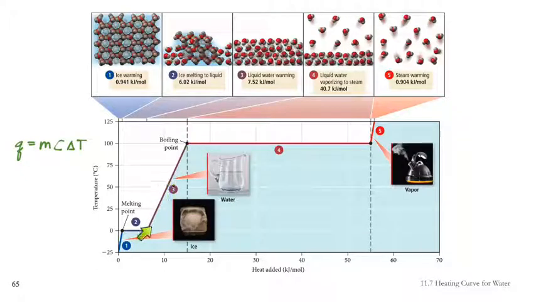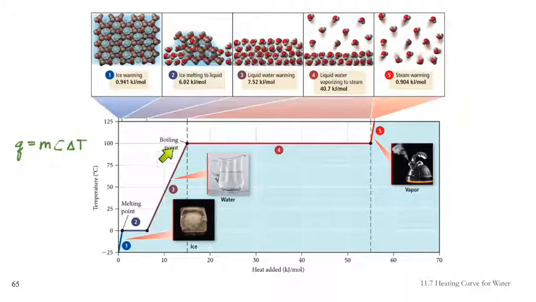Then the water will begin to heat up. Anytime the temperature of something is changing, you're going to use Q equals MC delta T to calculate that. So the mass of the water times the specific heat capacity of liquid water now, times the change in temperature. The change in temperature is the final temperature, 100, minus the initial temperature, which is 0. So that'll end up being 7.52 kilojoules for 1 mole of water.